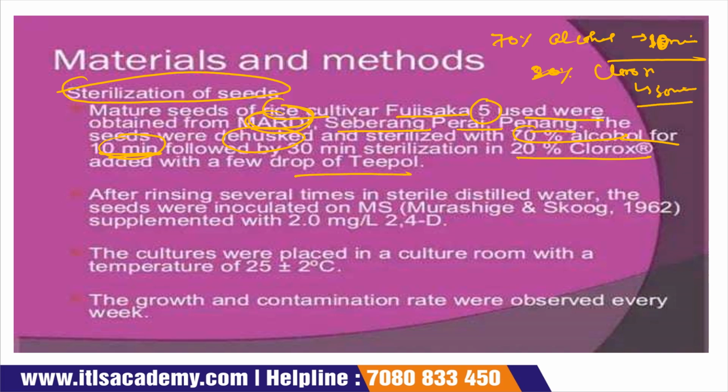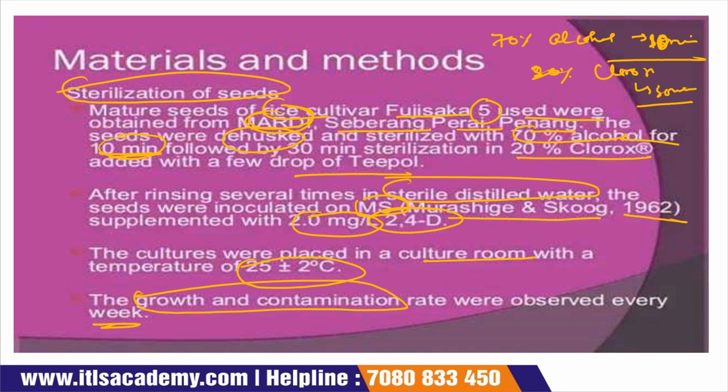Now along with it, what should we use? We use a few drops of Tipol. After rinsing several times in sterilized distilled water, the seeds were inoculated on MS. MS is what? Murashige and Skoog, 1962, supplemented with 2 milligram per liter 2,4-D. Then the cultures were placed in a culture room with a temperature of 25 plus or minus 2 degrees Celsius. After that, the growth and the contamination rate were observed every week.